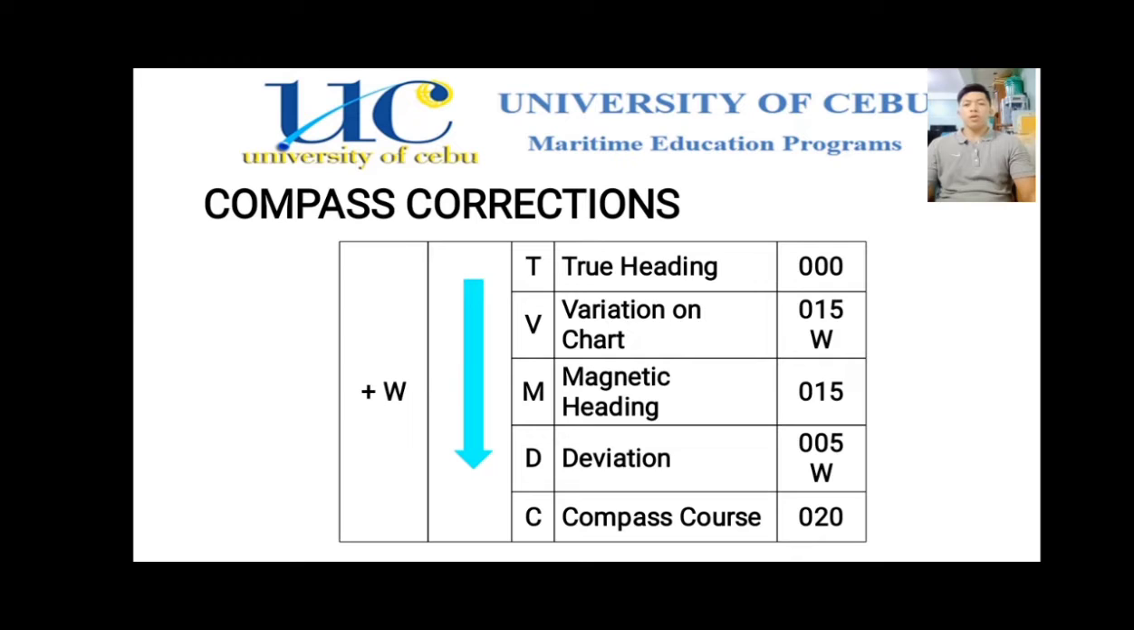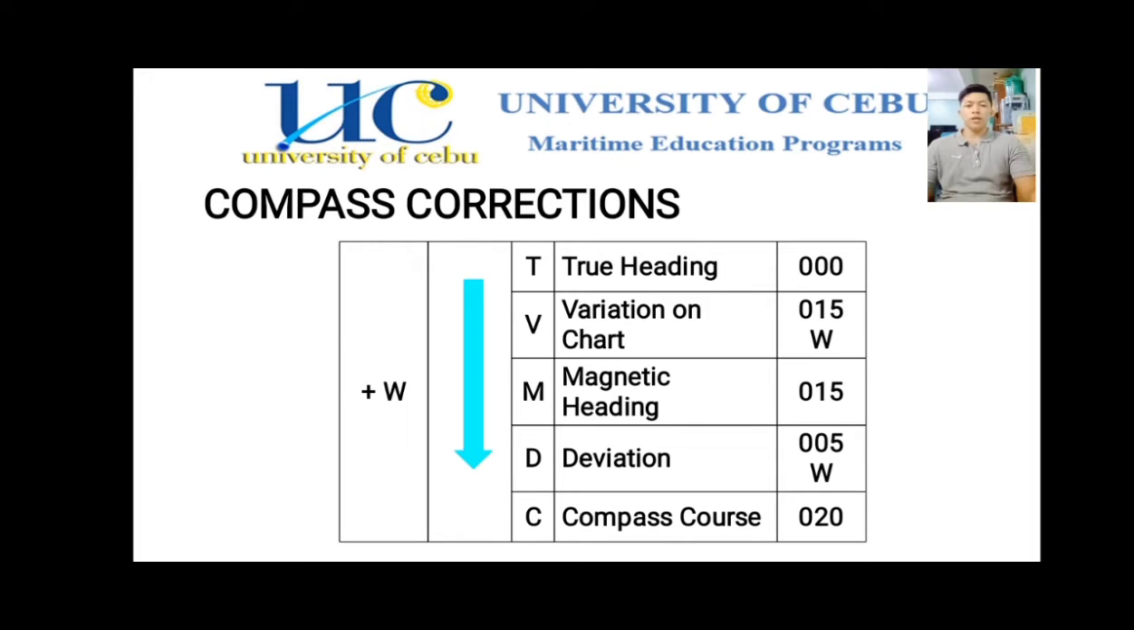In this example, our true heading is 0 degrees and our variation on chart is 15 degrees west. To get the magnetic heading, we have to use addition since our variation on chart is west. So 0 degrees plus 15 degrees equals 15 degrees. And to get the compass course, since we have a deviation of 005 degrees west, we have to use addition again.